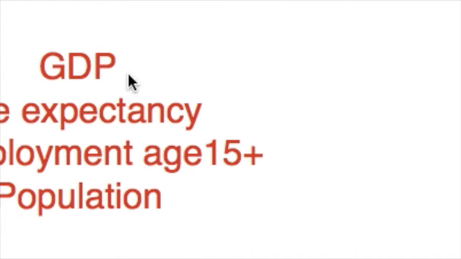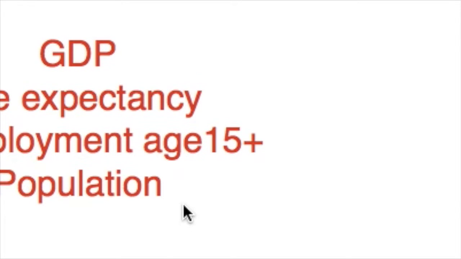Basically, GDP per capita is the average income per person in a year. Life expectancy is how long the people live. Unemployment of the people older than 15 is what percentage of people older than 15 is not employed. And population is how many people there are in the country.